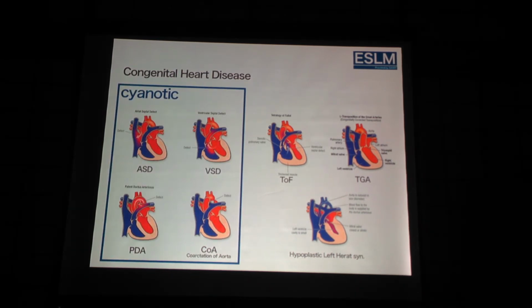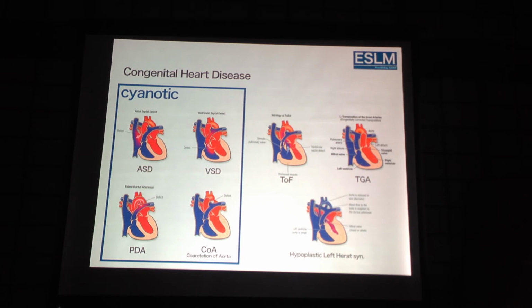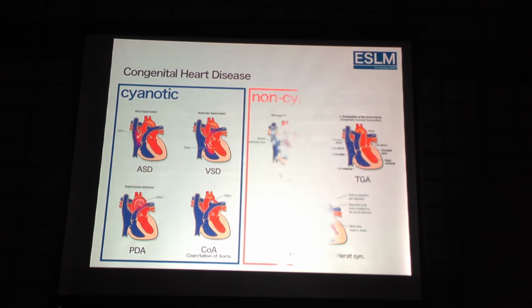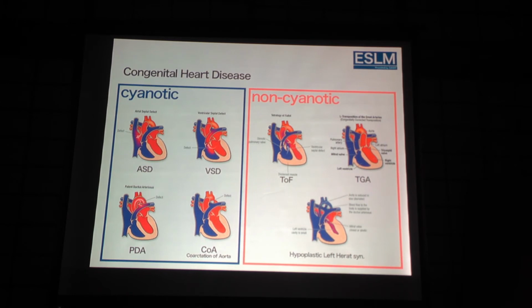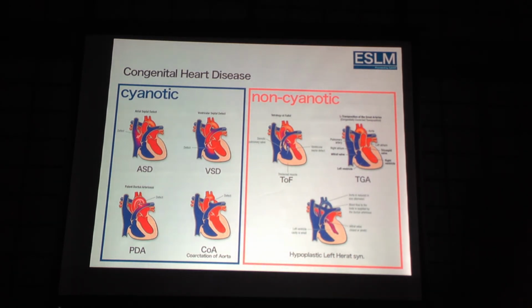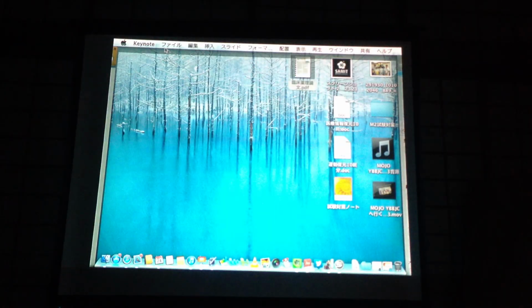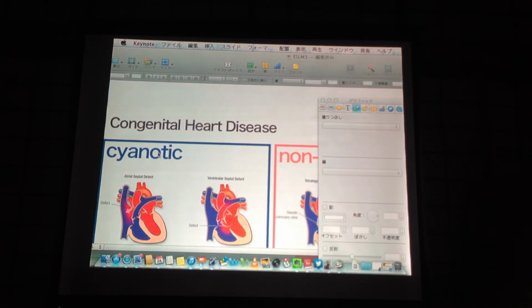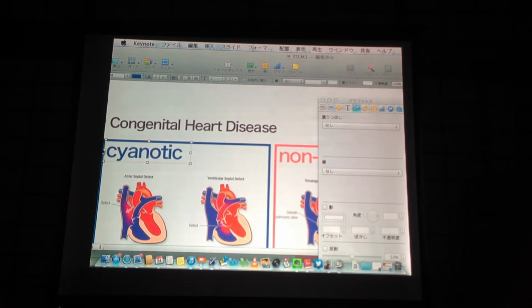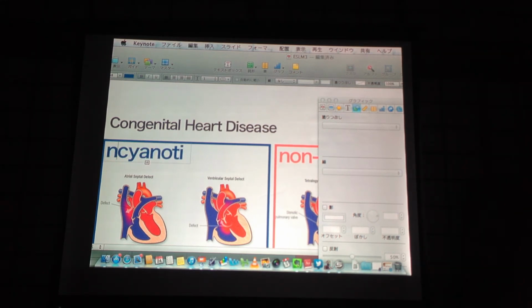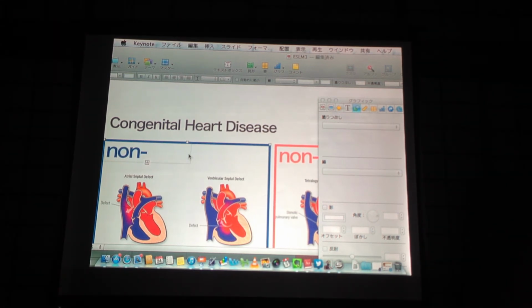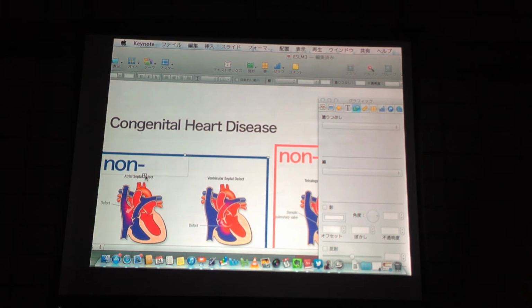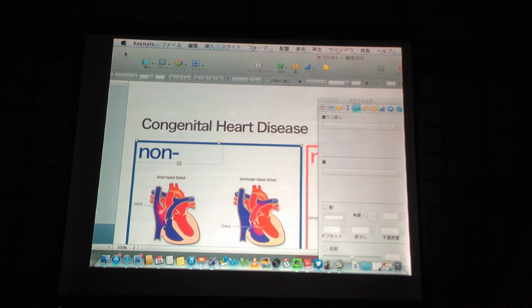So, on the left side, ASD, VSD, PDA is cyanotic, okay? And tetralogy of Fallot and TGA and all those diseases are non-cyanotic. So, this is very bad. I think I have to fix it. I'm so sorry. I feel so dumb now. Well, I can fix it later. Oops. I'm going to fix it later. Just put non.